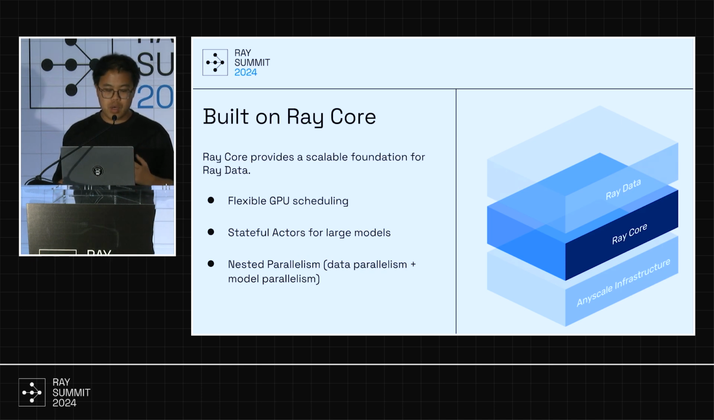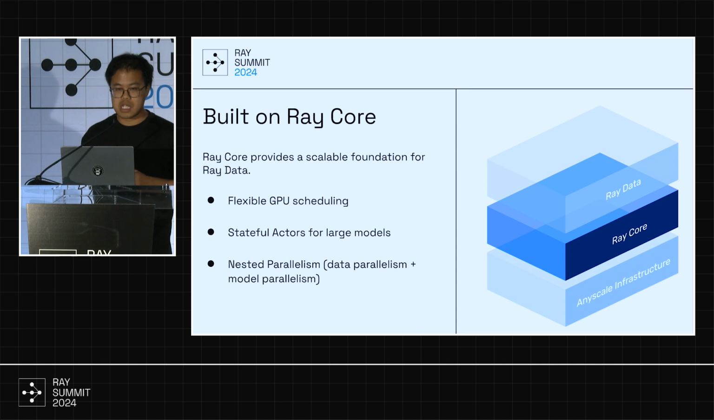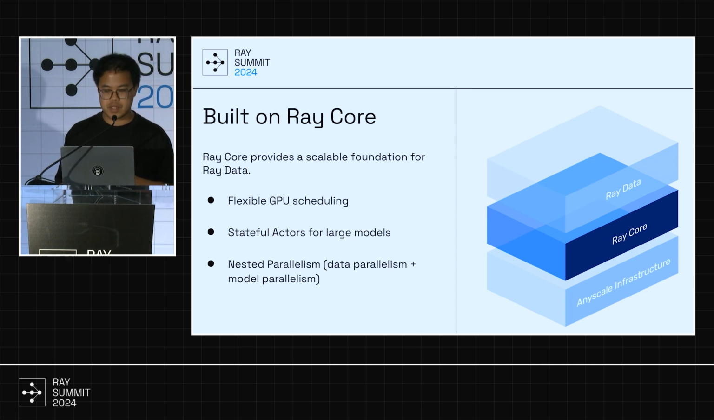Ray Data is built on top of Ray Core. Ray Core provides this scalable foundation. First of all, with primitives to express very flexible GPU scheduling, specifically for fine-grained compute tasks that may be asynchronous and leverage the GPU. This is unique in the sense that there are not many other distributed systems that are able to offer this functionality.